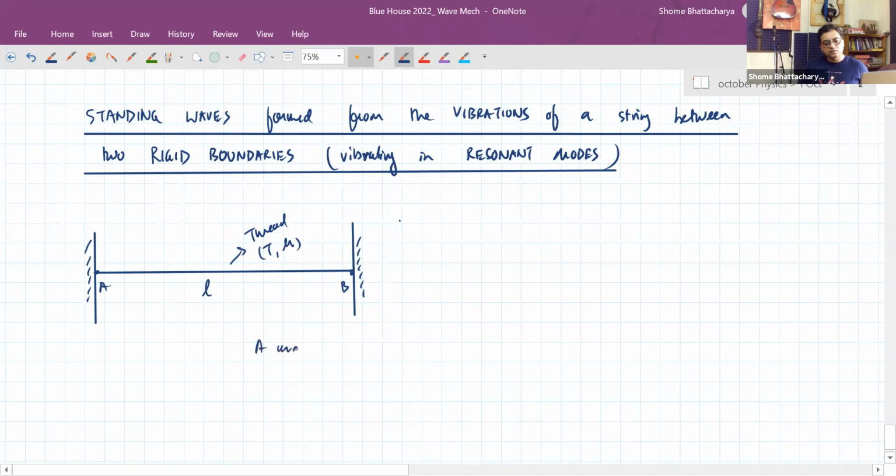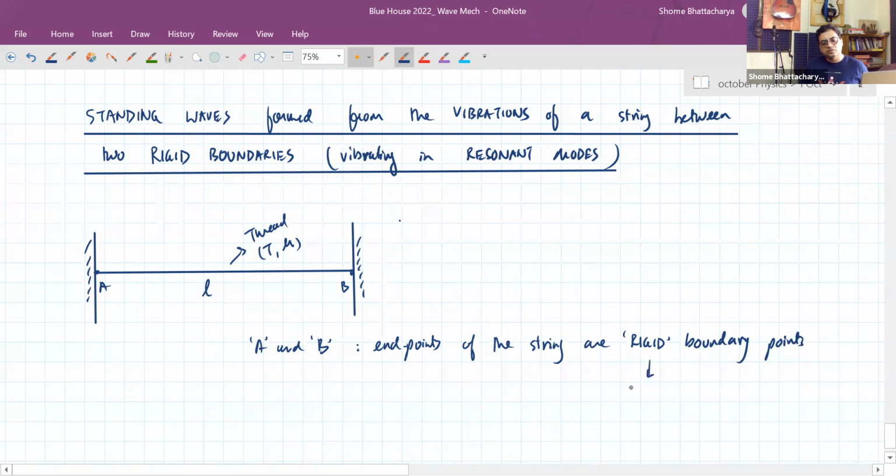So A and B, the endpoints of the string, are rigid boundary points because they are rigidly attached. So they have zero transverse displacement. They cannot have any transverse displacement. So that's why they are called rigid boundary points.